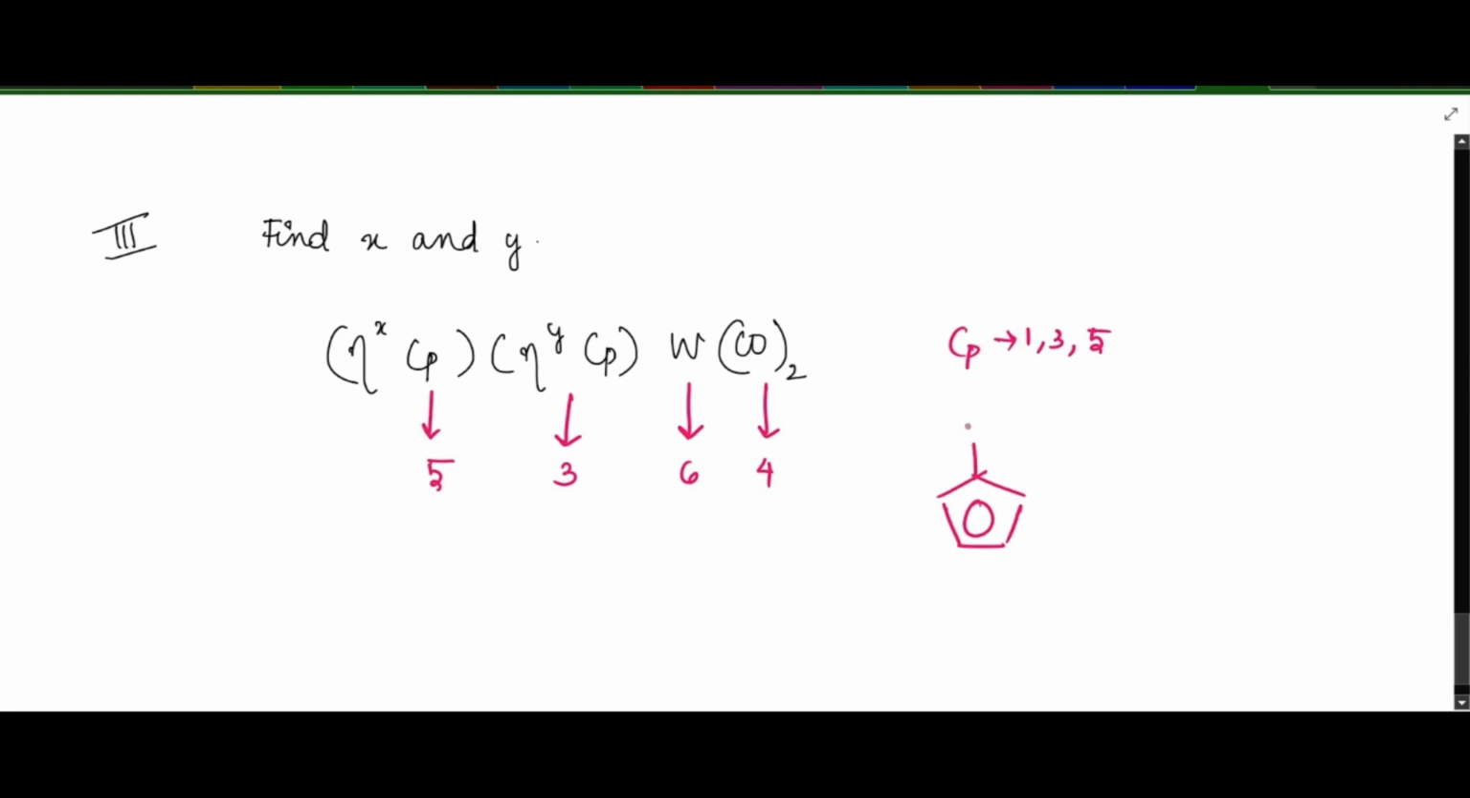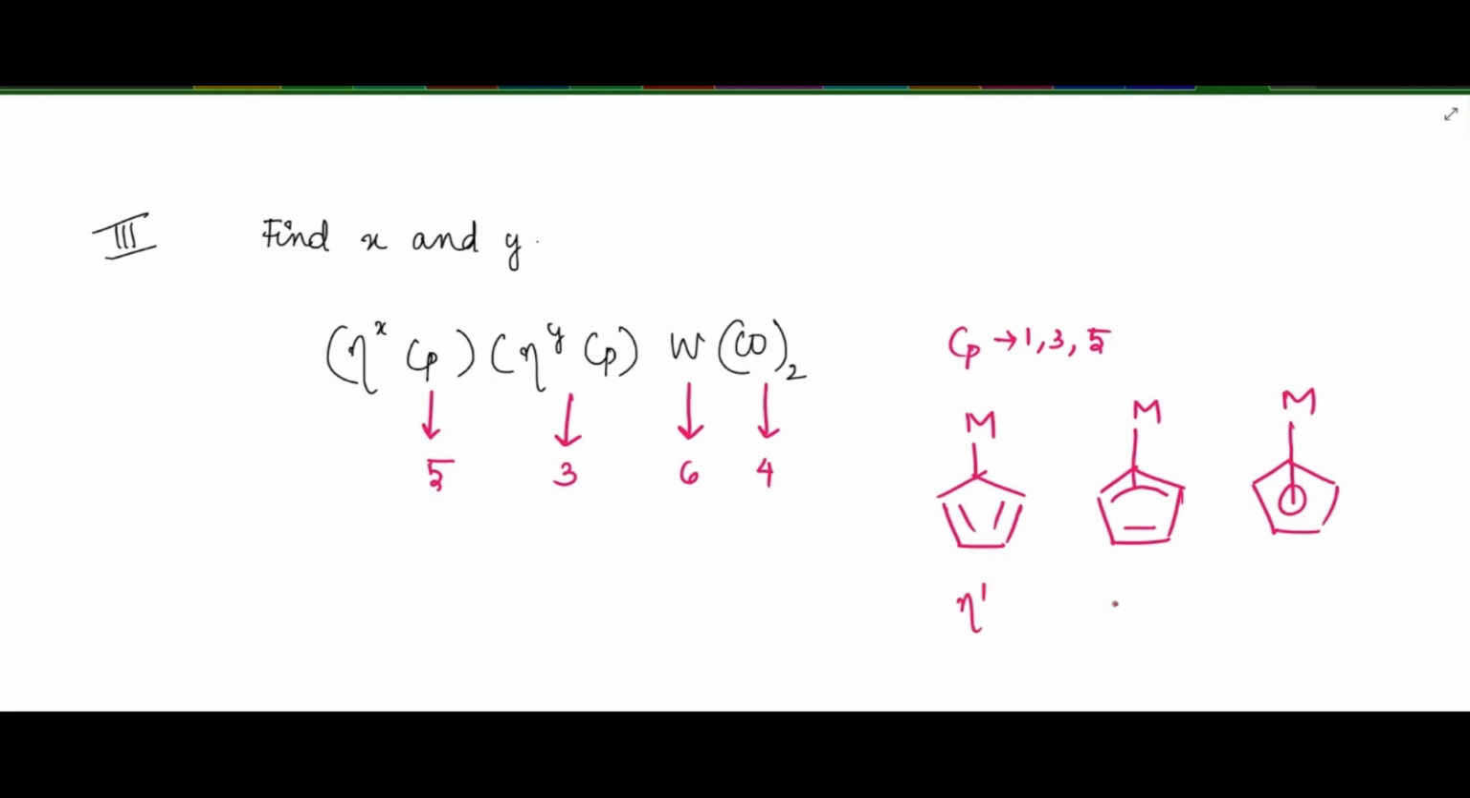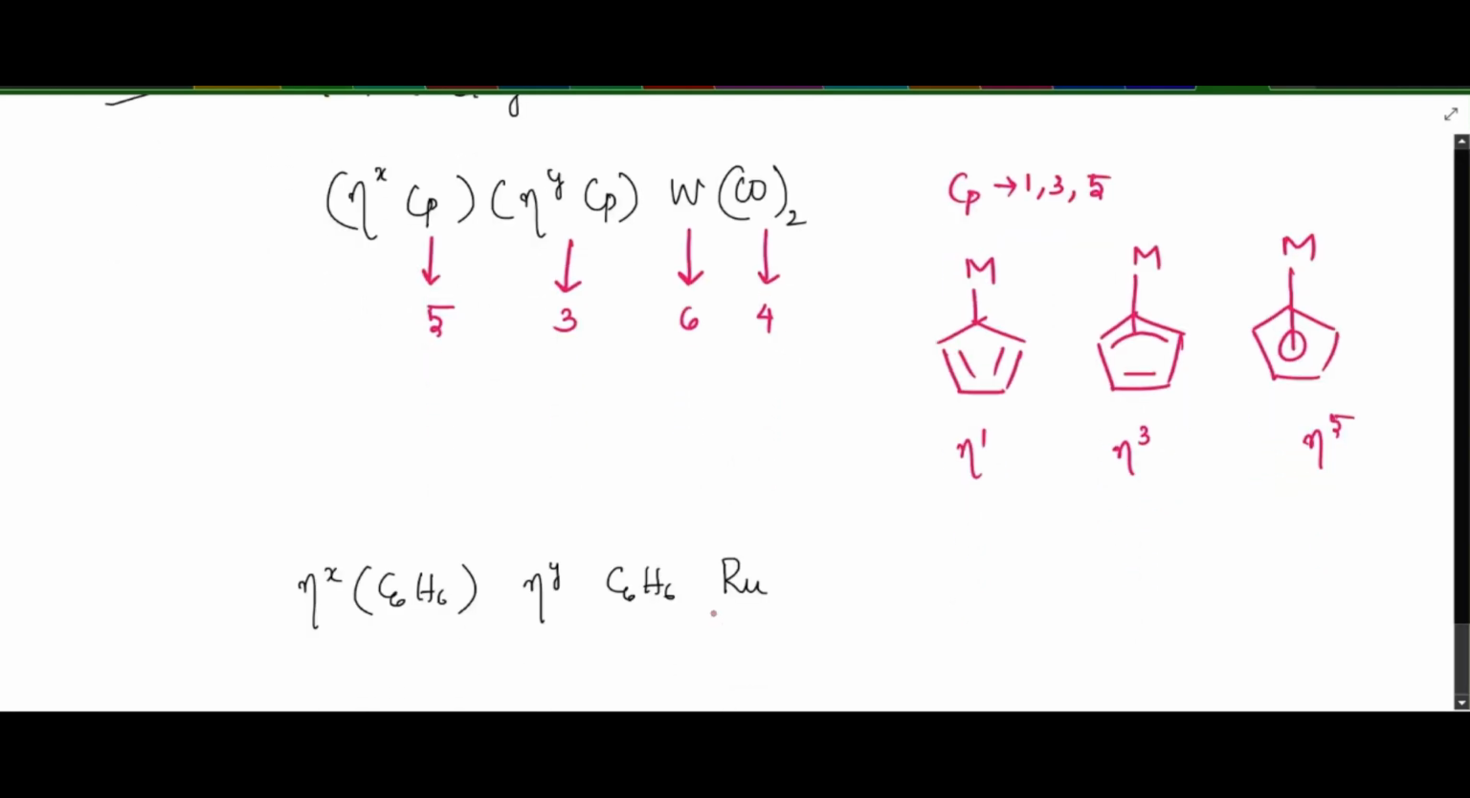If it is connected like this, hapticity is 1. If only 3 are connected, hapticity is 3. And if the connection is with all 5, it comes like this. So this is eta 1, this is eta 3, this is eta 5. Okay. Try the next one.